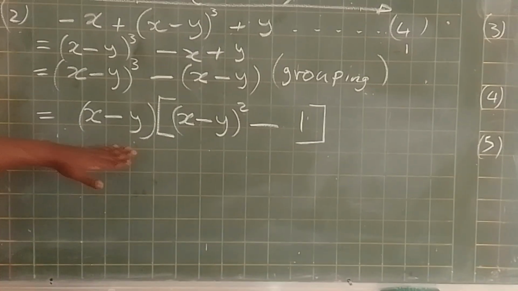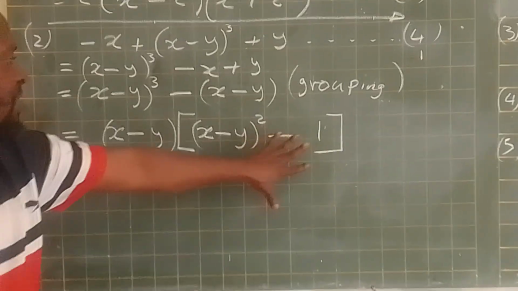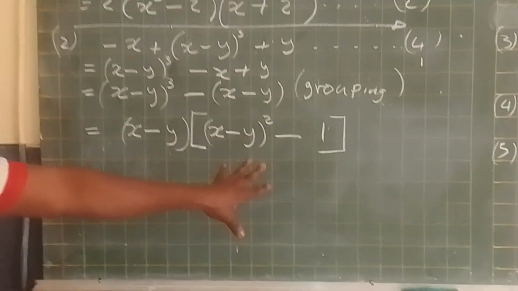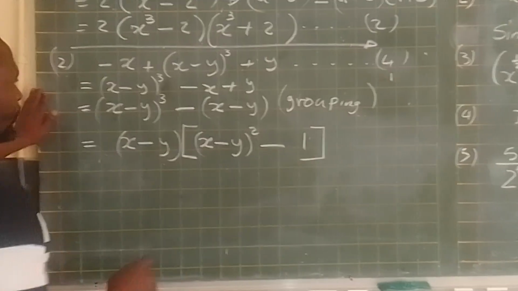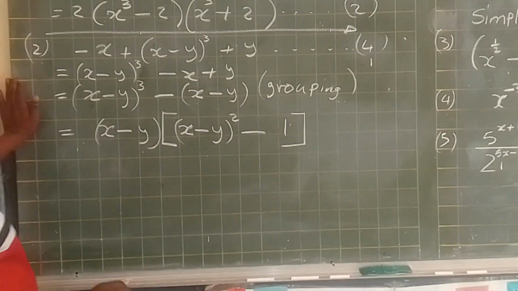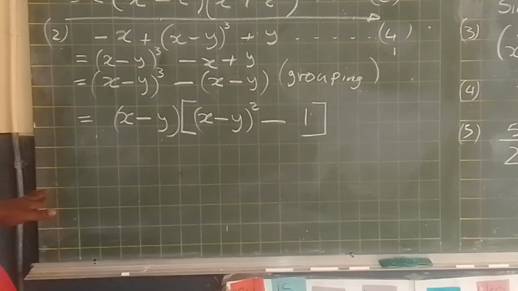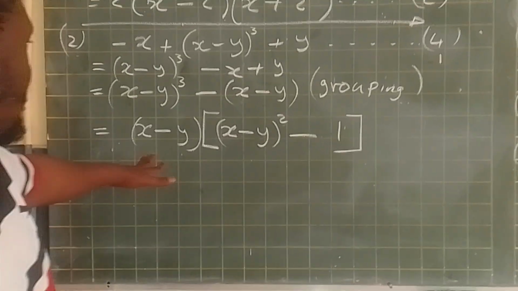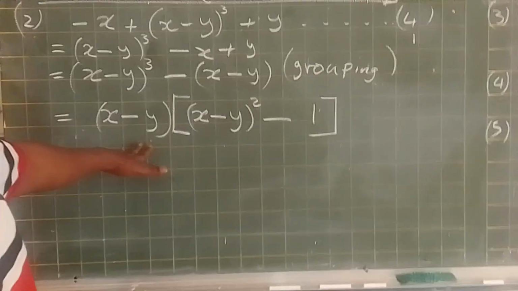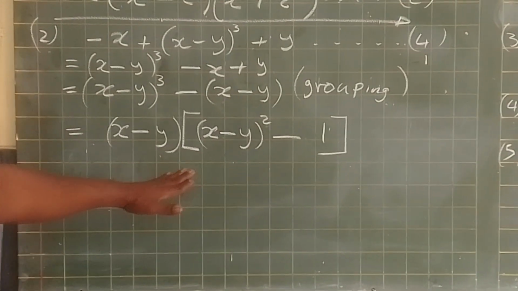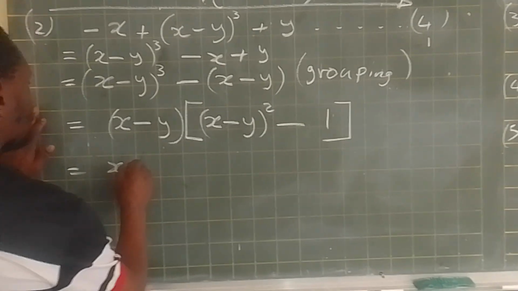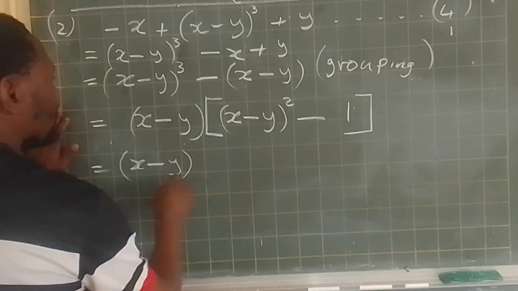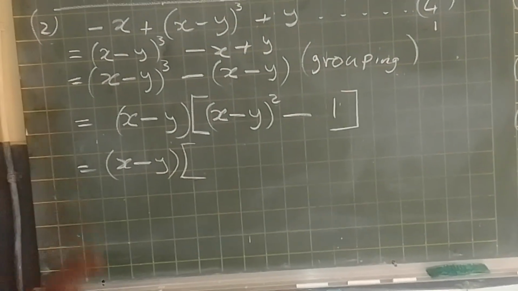You close the square bracket. You have that by grouping. So if you check very well, there is nothing more you can do here. You have factorized it. This is done. It's just a matter of making it simple for the marker to see what you are doing.